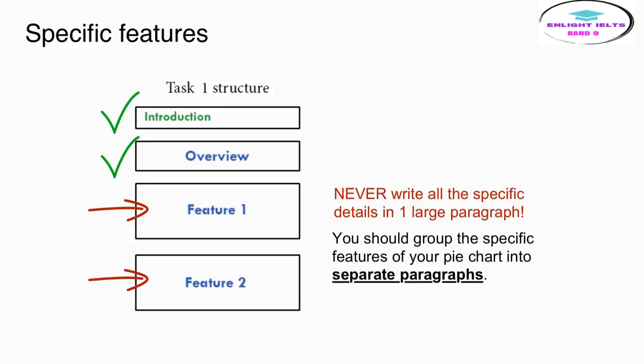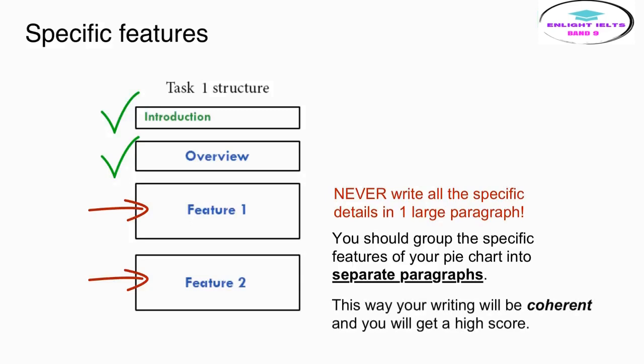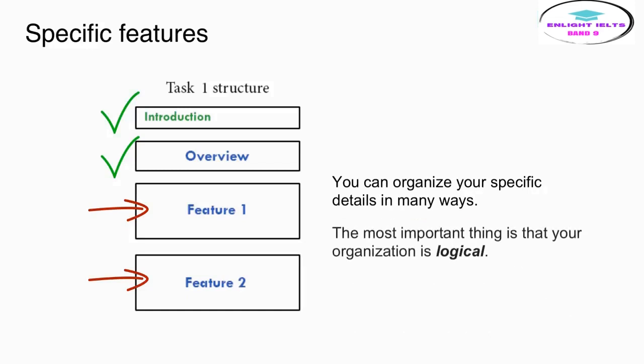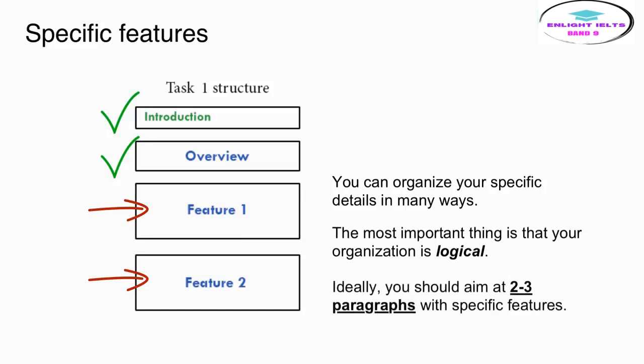Remember that you should group the specific features of your pie chart into separate paragraphs. This way, your writing will be coherent and you will get a high score. You can organize your specific details in many ways. The most important thing is that your organization is logical. Ideally, you should aim at 2 or 3 paragraphs with specific features.